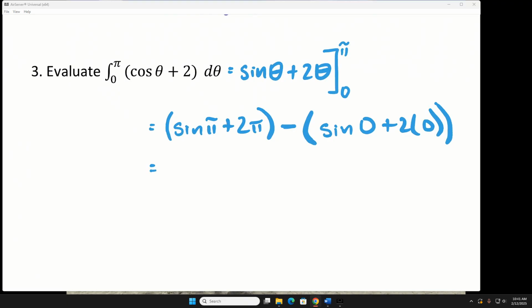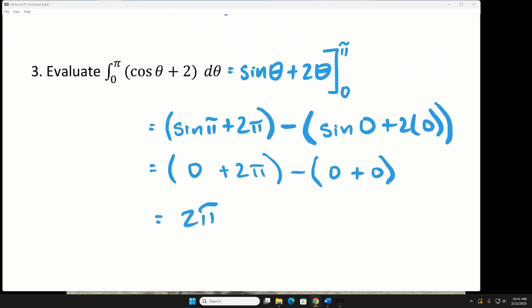So what is the sine of pi? What about the sine of 0? All right, so this ends up just being 2 pi as the value of your integral. All right, you guys feeling okay?